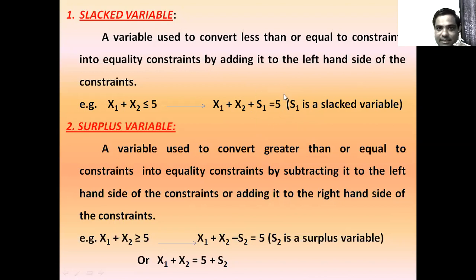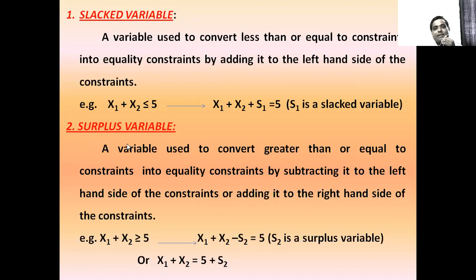So s1 is a slack variable. We added this s1 slack variable on the left hand side of the constraint, so x1 plus x2 plus s1 is equal to 5. We convert this inequality into an equality by using the slack variable. A slack variable is used to convert less than or equal to constraints into equality constraints by adding it to the left hand side of the constraints.